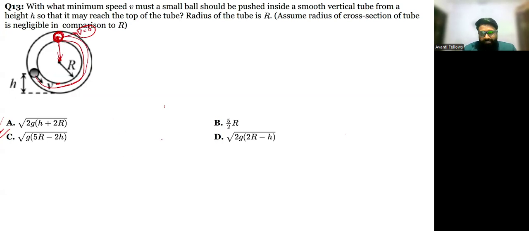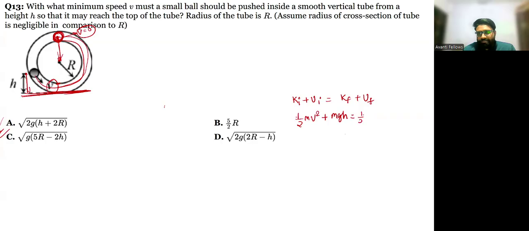So what we can say here is that initial kinetic energy plus initial potential energy is equal to final kinetic energy plus final potential energy. Initial kinetic energy: we have pushed it with v, so 1/2 mv². Initial potential energy: let's say this is the reference level, and from this reference level the height is h. So it is mgh.